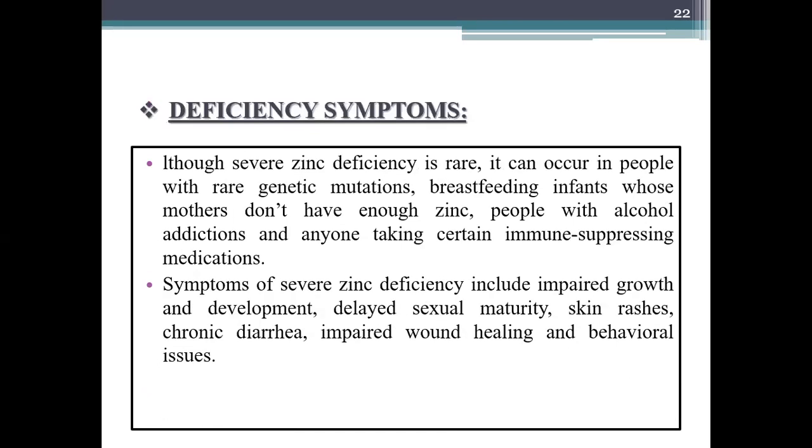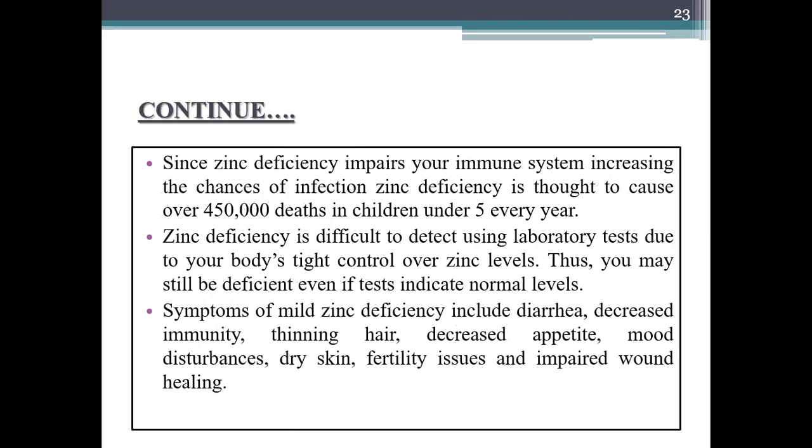Deficiency symptoms. Although severe zinc deficiency is rare, it can occur in people with rare genetic mutations, breastfeeding infants whose mothers don't have enough zinc, people with alcohol addictions, and anyone taking certain immune-suppressing medications. Symptoms of severe zinc deficiency include impaired growth and development, delayed sexual maturity, skin rashes, chronic diarrhea, impaired wound healing, and behavioral issues. Zinc deficiency impairs your immune system, increasing the chances of infection. Zinc deficiency is thought to cause over 450,000 deaths in children under 5 every year.